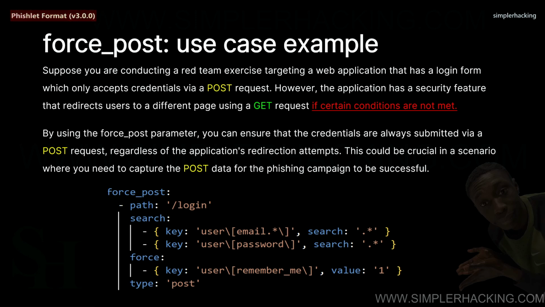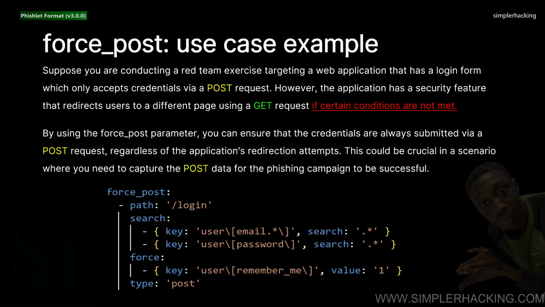Let me explain what this code does specifically. First, the path parameter specifies the endpoint we're targeting, which in this case is the login page at /login. This is the page where users enter their credentials. The search block contains two key value pairs that are crucial for identifying the email and password fields. The first one, user email, is used to search for the email input field. The second key is user password, which similarly searches for the password field in the form.